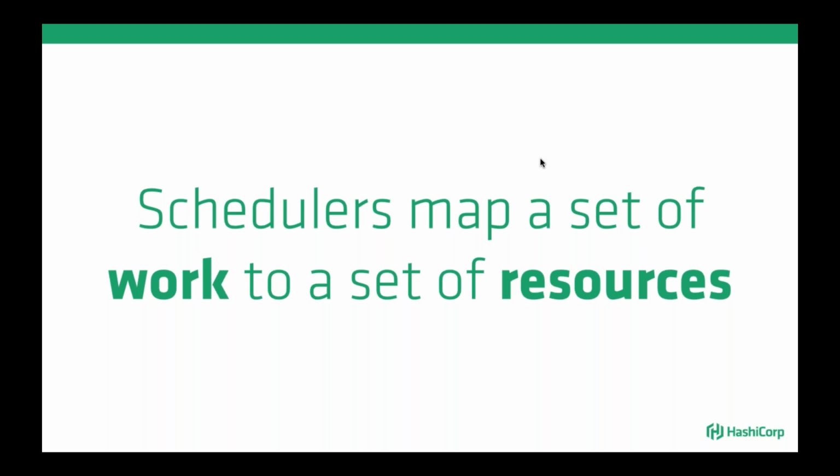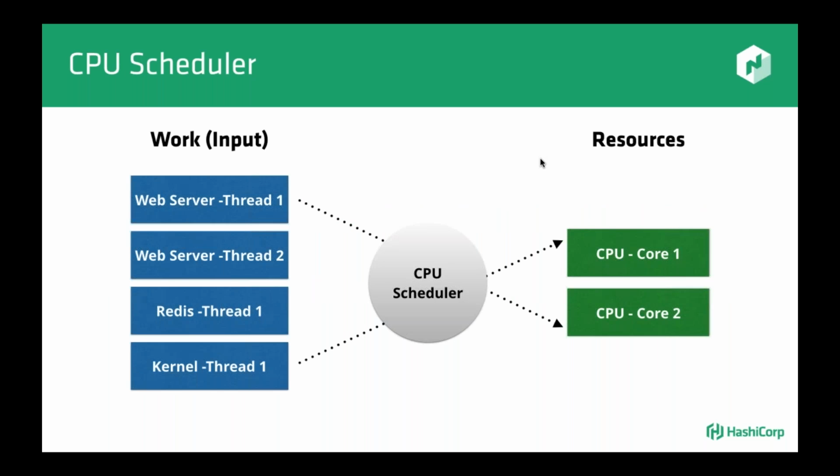When we talk about a scheduler in the abstract, the goal of a scheduler is to map some set of work onto a different set of resources. And this applies in all sorts of different domains, right? So one particular domain is a CPU scheduler, for example. Every operating system, every phone, probably at this point every video game console has a CPU scheduler.